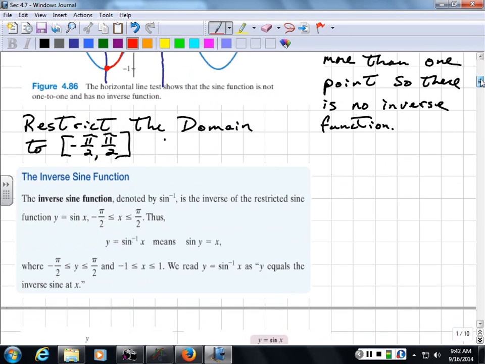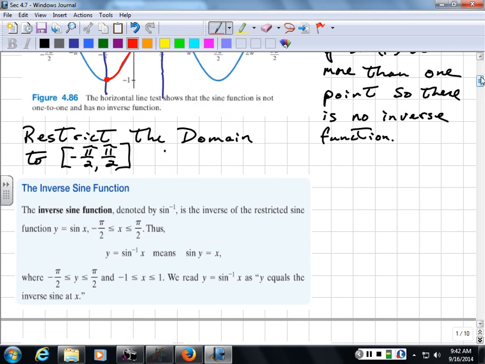Here's your definition. The inverse sine function, it is denoted by sin with an exponent of -1. It's not really an exponent, it's a superscript. Is the inverse of the restricted sine function y equals sine x. We're going to restrict it from -π/2 to π/2 for the domain. Y equals inverse sine of x means that the sine of y equals x.